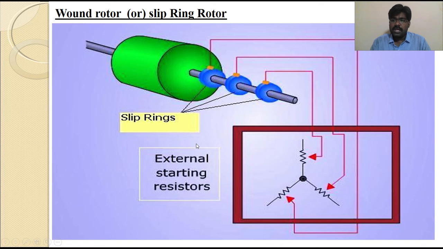But the squirrel cage has a lot of advantages over the slip ring, except for speed control. Only speed control is the disadvantage, which is not there in the squirrel cage. Apart from that, the squirrel cage has many advantages over the slip ring, because its construction is very robust and maintenance is cheap. It is a constant speed machine, and there are some equipments where we need constant speed only, for example a fan.